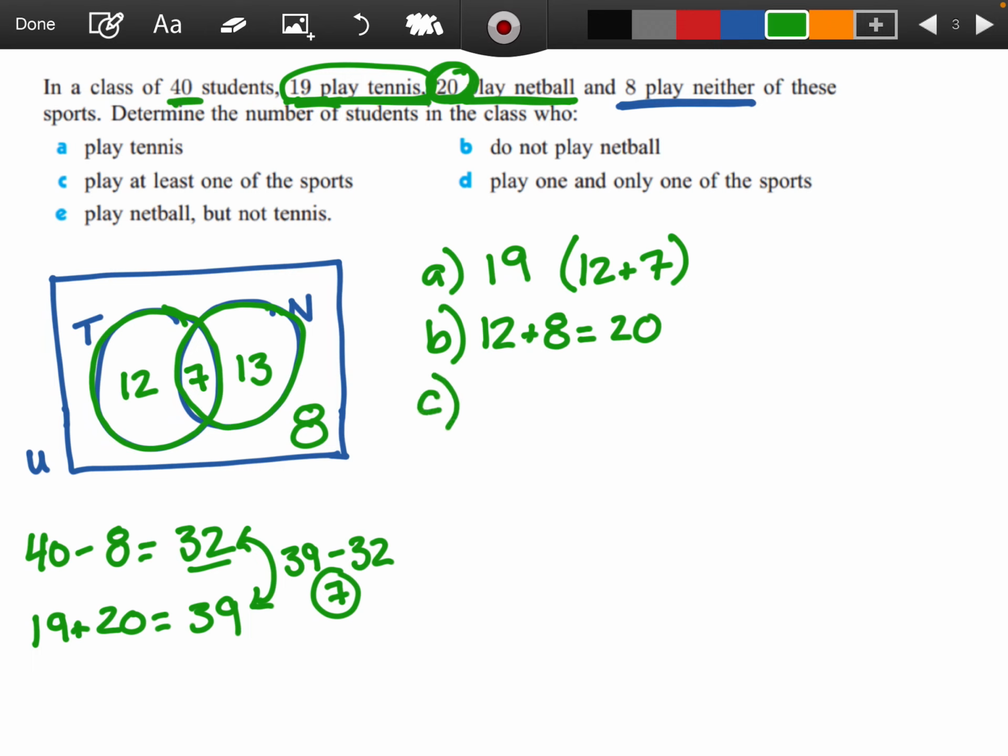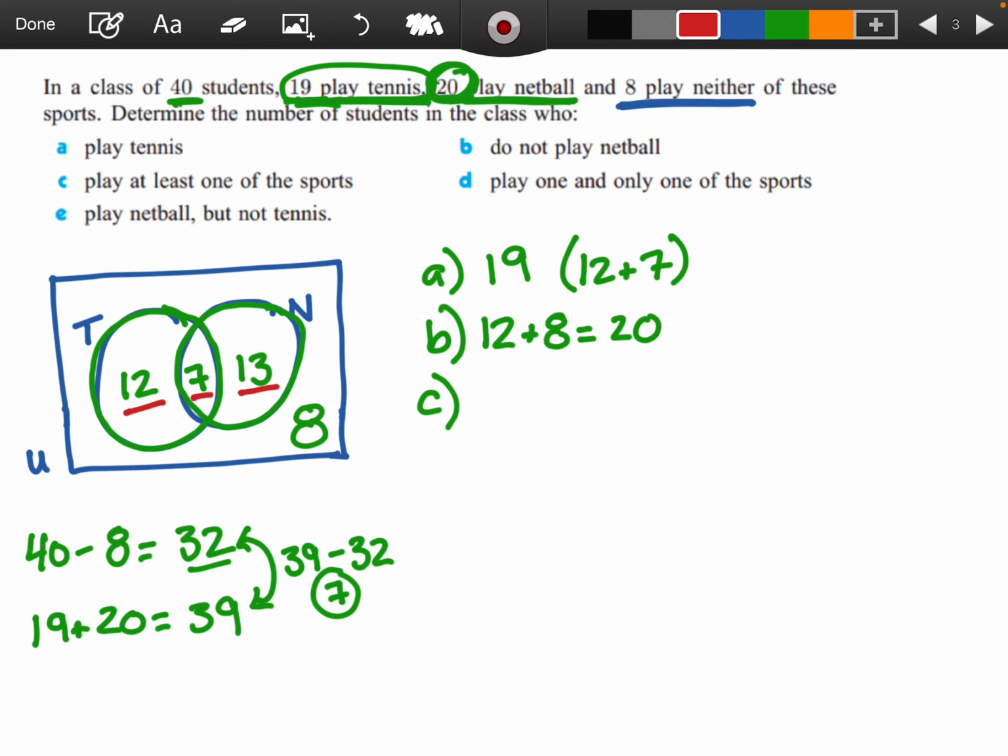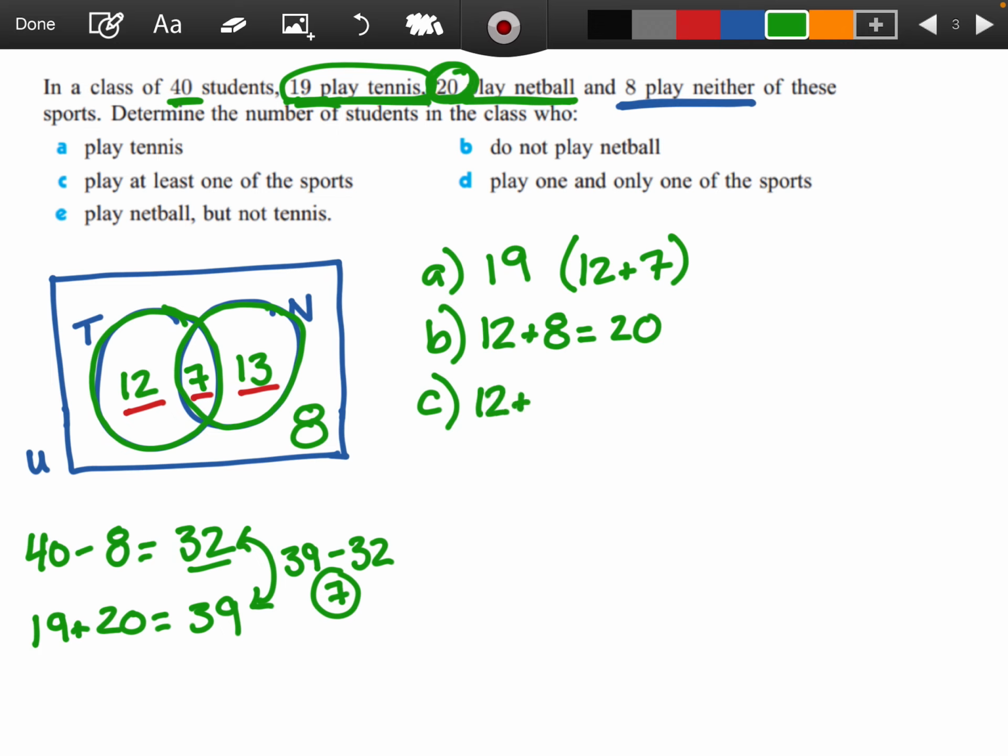C, play at least one of the sports. So again, at least one means they're in the circle somewhere. So at least one means our 12 plus our 7 plus our 13 to give us a total of 32. Or you could have looked at it too, 40 students, 8 don't play any, right? So there's lots of different ways you could sort of arrive at the final answer of 32.